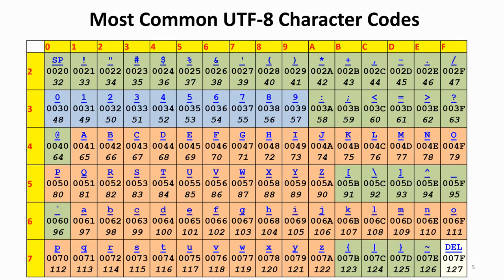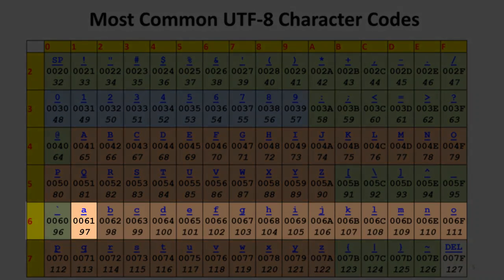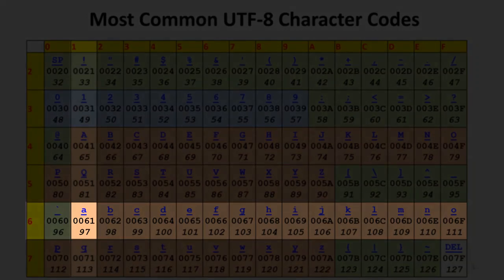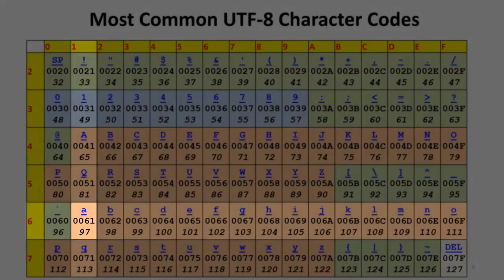Now consider one of the characters. For example, let's consider the lowercase character a. This character is located in row 6 and column 1. Its decimal code is 97, which is equivalent to the hexadecimal number 61. Notice that the row of the character is the same as the first hexadecimal digit, and the column of the character is the same as the second hexadecimal digit for that character.